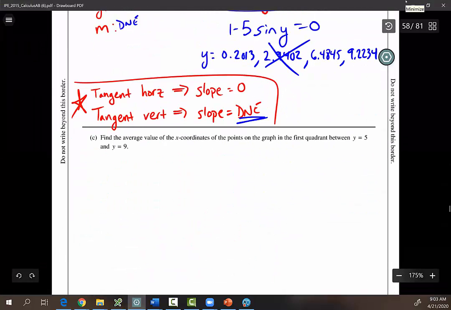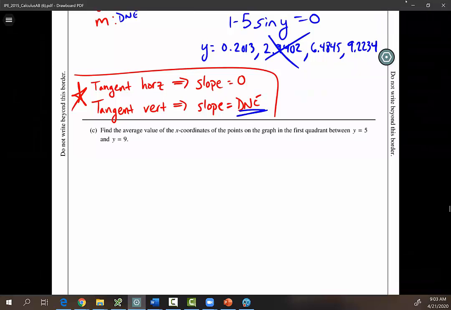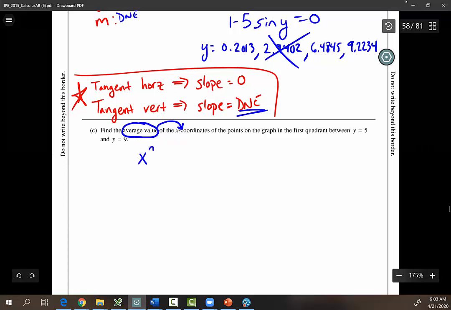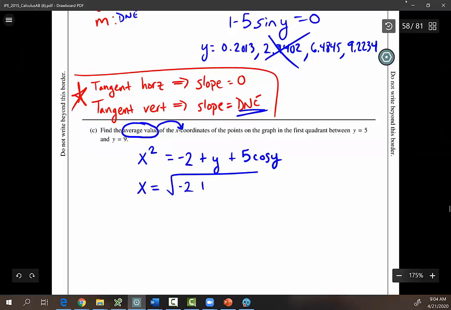Okay. C says find the average value of the x coordinates of the points on the graph in the first quadrant between 5 and 9. This is kind of weird, but it's the average value formula, not of f of x, but of the x coordinates. Our equation was -2 plus y plus 5 cosine of y. If we just want the x coordinate, then we need to solve for x. We're going to square root this, because essentially what it's asking for is between y equals 5 and y equals 9. So the average value formula is 1 over 5 minus 9, integral from 5 to 9.